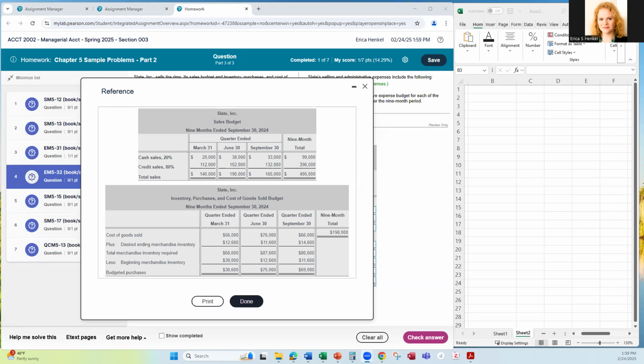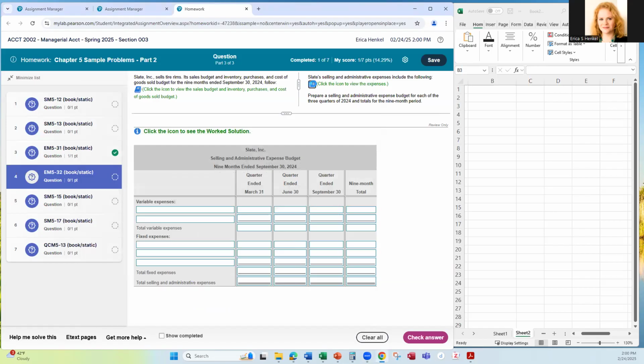So they're telling us that as far as cash collections go, 20% of our sales are cash sales, 80% are credit sales. They've given us our cost of goods sold, desired ending merchandise inventory, and down here we have everything from our sales budget and our cost of goods sold budget that we would need for this problem. And so they've divided out here, for this selling and administrative expense budget, variable and fixed expenses. So we want to take a look here and see what we've got.